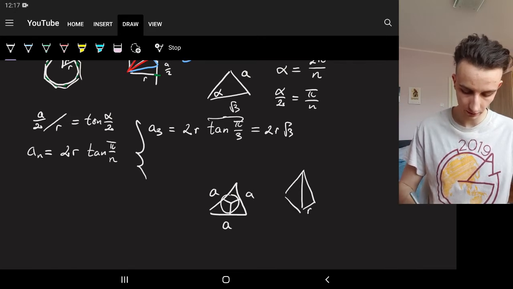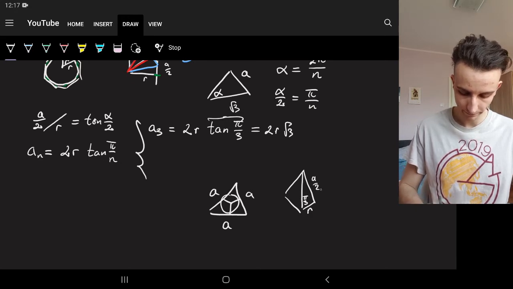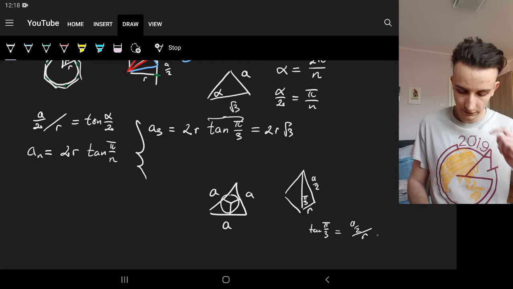Like this, so we've got an r here. So this is pi over 3, and this is a half. So from there, of course, tangent pi over 3 is a half over r. Yep, so that's fine.